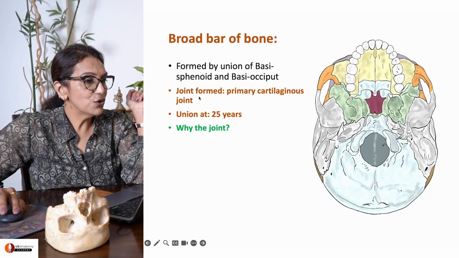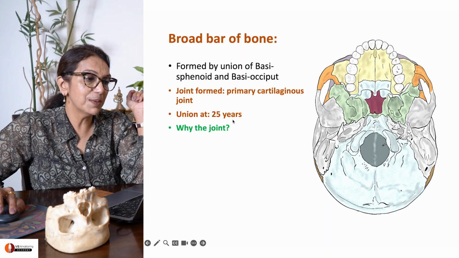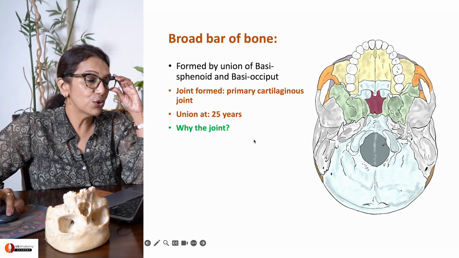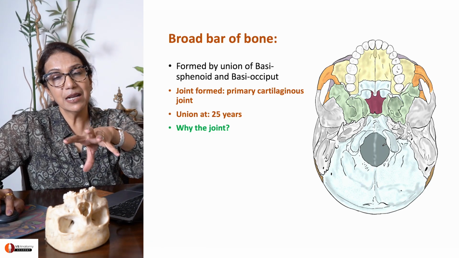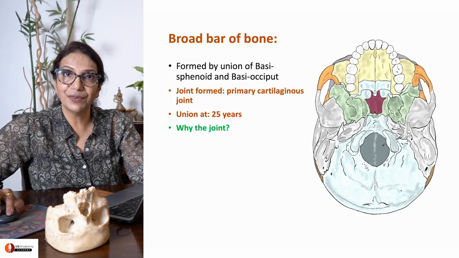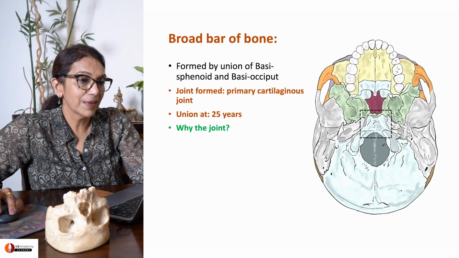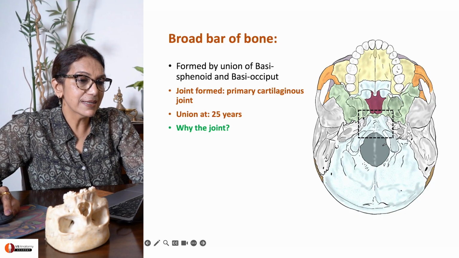Okay, so this union takes place at 25 years, and the joint is formed because you need the skull to grow to allow for growth of the brain. This is where we are discussing.